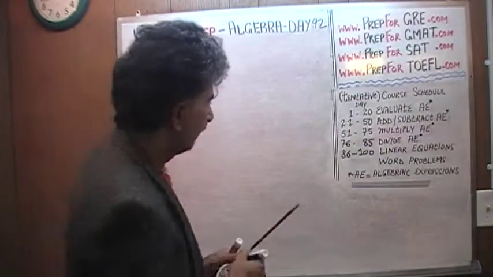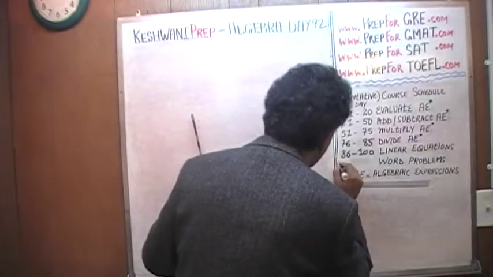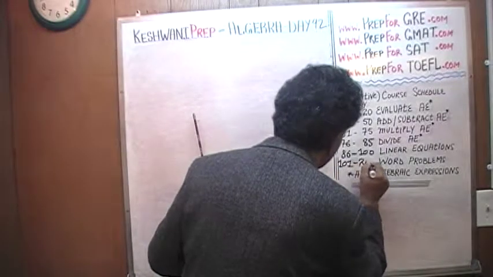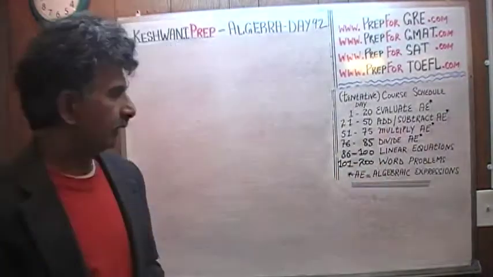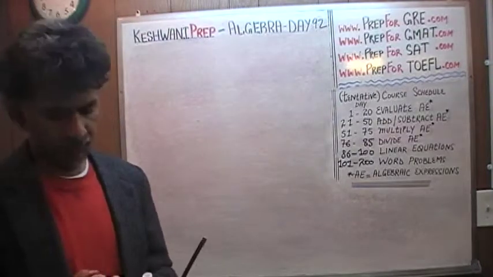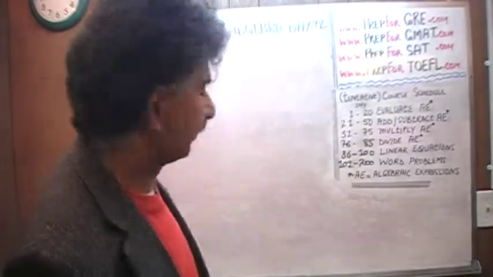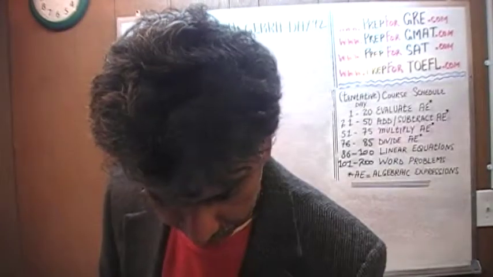Then beginning with day 101, all the way to day 200, for the next 100 days we will solve word problems. But that will come much later. As I said, today is our day number 92. Let's see what we have for today.